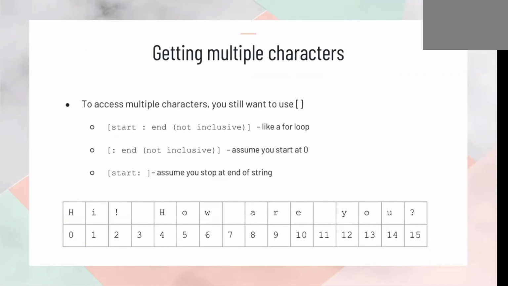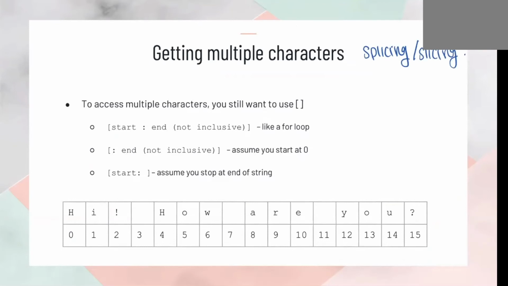Getting multiple characters is also an option. There is a different word for this. I believe it's called splicing. Splicing or slicing? I don't remember if it's splicing or slicing. It's one of those two. If I could remember the difference between the two, I will be sure to get back to you guys on that. But it's pretty much getting multiple characters.